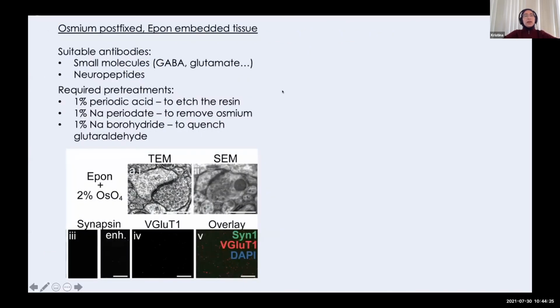So there are some antibodies that work great for this traditionally prepared electron microscopy tissue that preserves the ultrastructure really well. But these are mostly just small molecules like GABA, glutamate, or neuropeptides. There are very, very few other antibodies that will work under these good conditions for ultrastructure. And they require a bunch of pre-treatments to be able to get a good immunostaining with these antibodies.